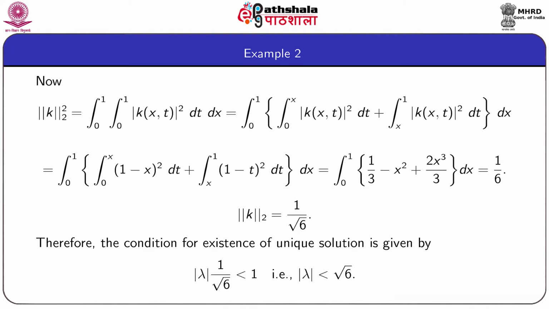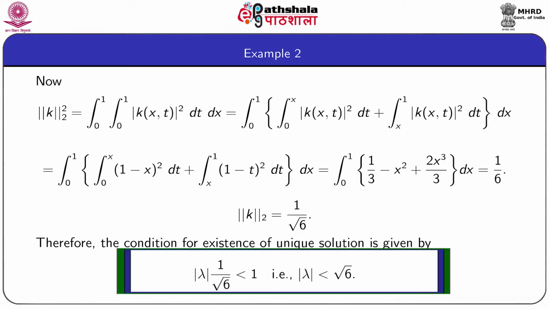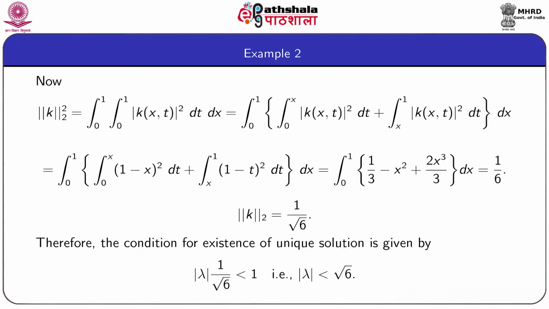Like in the previous example, we calculate the norm of K2 squared as 1/6, so that the norm of K2 is equal to 1 by root 6. Therefore, the condition for existence of a unique solution is given by mod lambda into norm of K2 less than 1. So, that is mod lambda into 1 by root 6 less than 1, which gives mod lambda less than root 6.